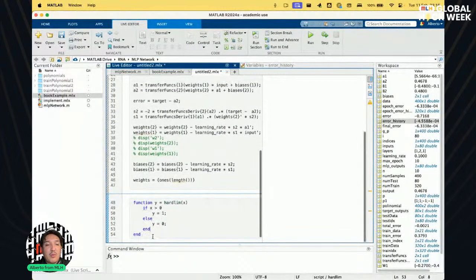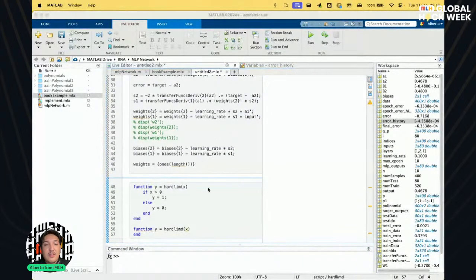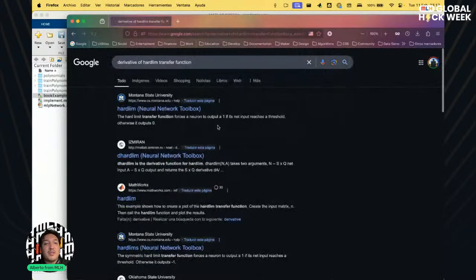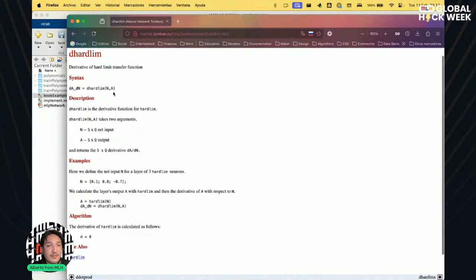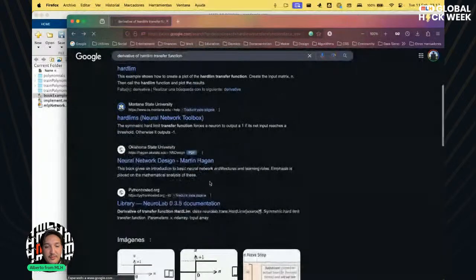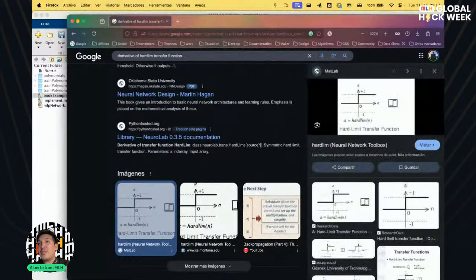Nice. So what will be the function y equals the hard limit derivative of that? We return and look up the derivative of the hard limit transfer function. In our example, the derivative of the transfer function in the last layer is only one, purely.